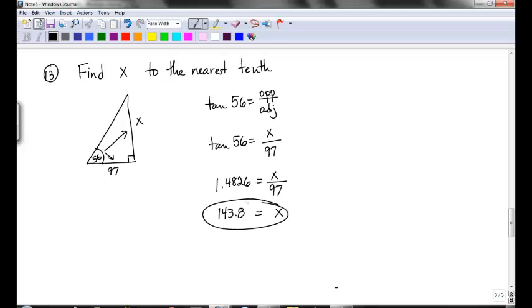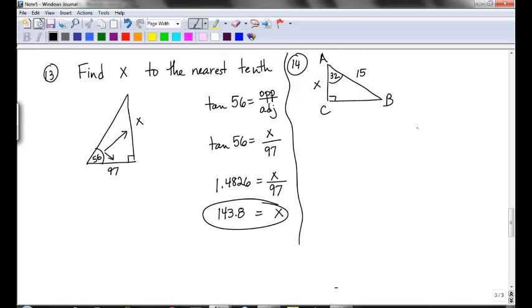Okay. Okay, last problem. Okay, say I give you a triangle. Say this angle's 32 degrees. This side is x. This is 15. This is angle A, angle B, and angle C. Okay, and let's say I want the cosine.